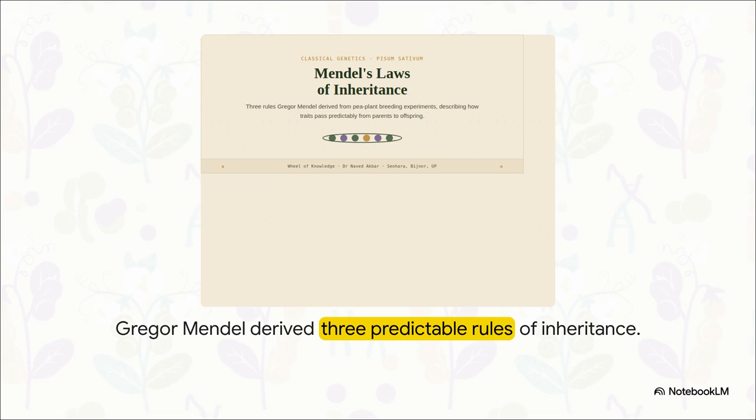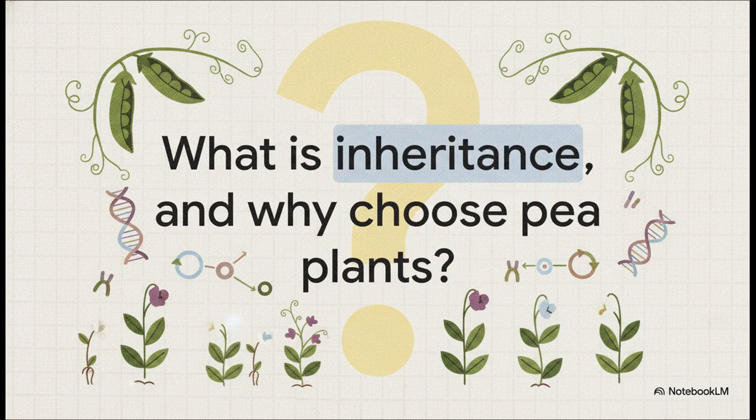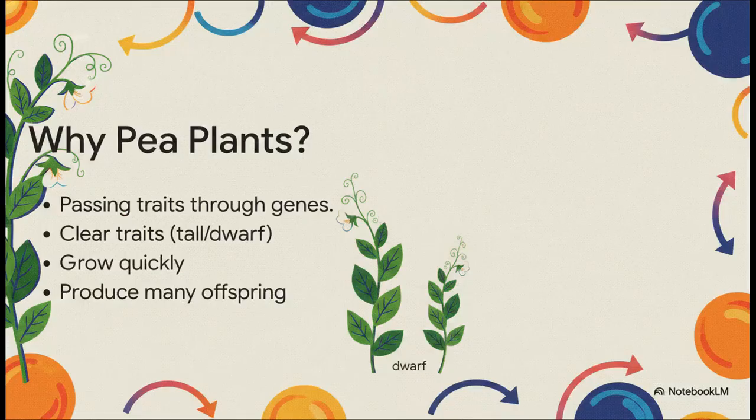But instead of just reading you the facts, we're going to test your understanding as we go. Sound good? So here is our first big question to set the stage. I want you to really think about this for a second. What exactly is inheritance? And out of all the plants in the whole world he could have used, why on earth did Mendel choose pea plants for his experiments? Well, let's dive into it.